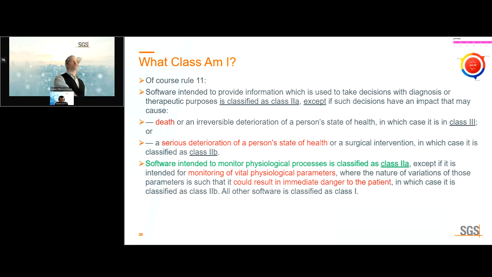Software intended to monitor a physiological process. So we already said that that is a physiological process. So I say, great. Yes, it's great. Is it a vital physiological parameter? The answer is no. When we think that, we're thinking stroke volume variation, pulse, body temperature, immediate danger to the patient. No. So Rule 11, absolutely yes, class 2A.